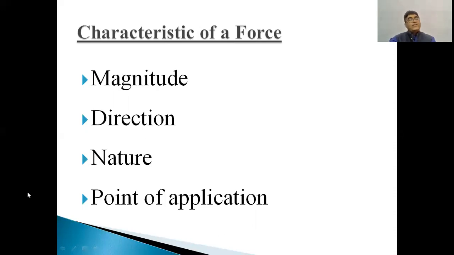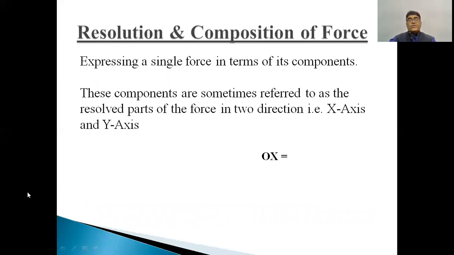And further, when we move towards any member or a link, then we can say that the nature may be tensile or compressive. Point of application. The point of application is always a single point, because the total force is always applied on a single point of contact.